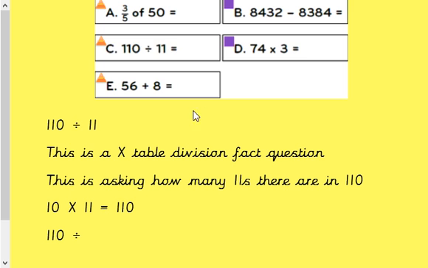Okay, third question we're going to look at is this one here, 110 divided by 11. This is a times table division fact question, and it's asking how many 11s are there in 110? Well, 10 times 11 would be 110. Okay, so we were looking to know, it's our 11 times table, how many 11s make 110? So the answer to this one would be 10.